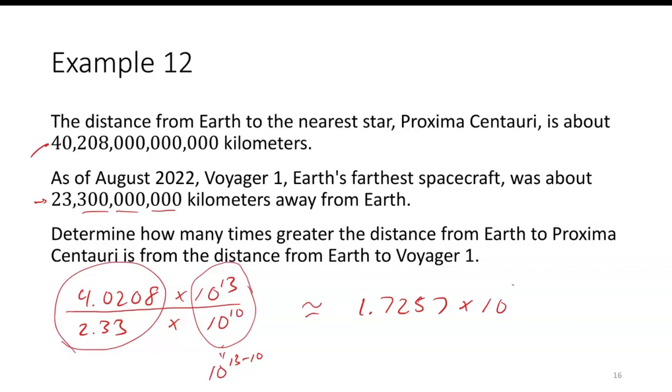So that becomes 10 to the third. Which, if you want to translate into standard notation, that's move the decimal 3 places to the right. So 1725.7. So 1,725.7 times greater. So essentially, our farthest spacecraft has gone about 1/1700th of the distance from Earth to Proxima Centauri.